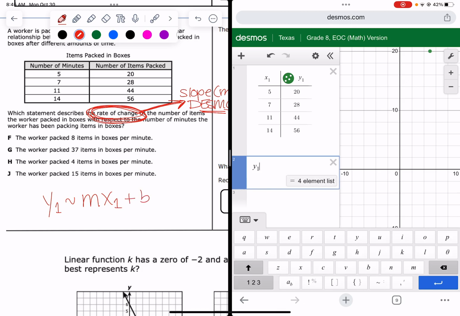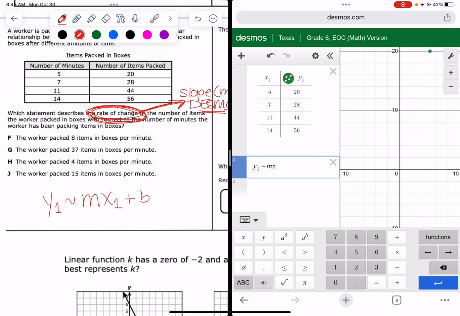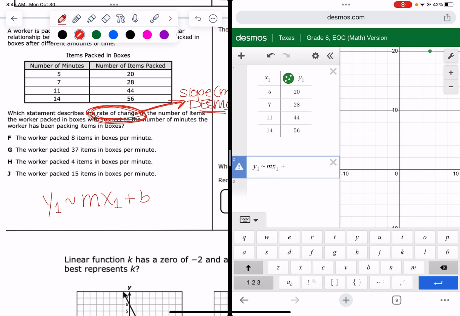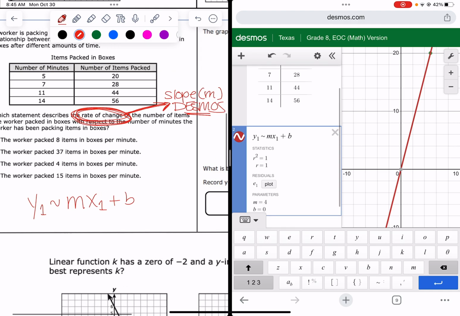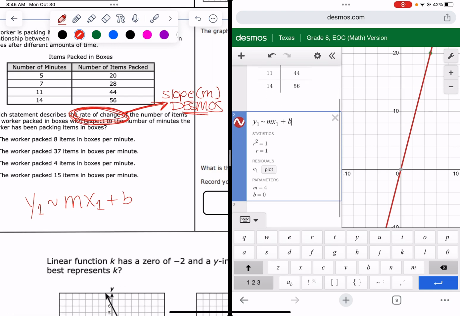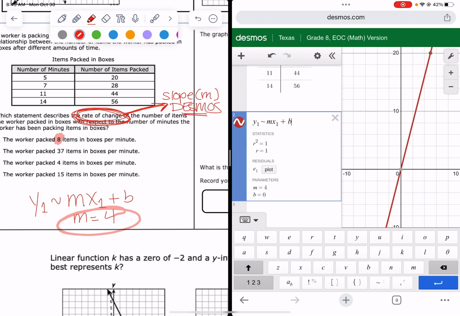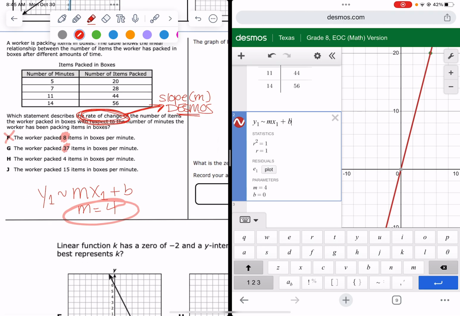y1 squiggly line mx1 plus b. And remember, we're looking for slope, which is m. Our m equals 4. So what we're going to do is look for the answer with m equals 4. We have 8, that's no good. We have 37, that's no good. We have 4, that's good. And we have 15, that's no good. So our answer is H.